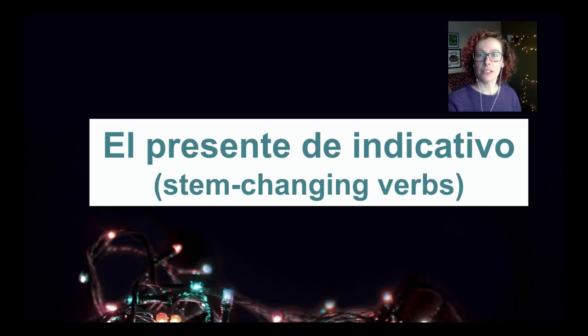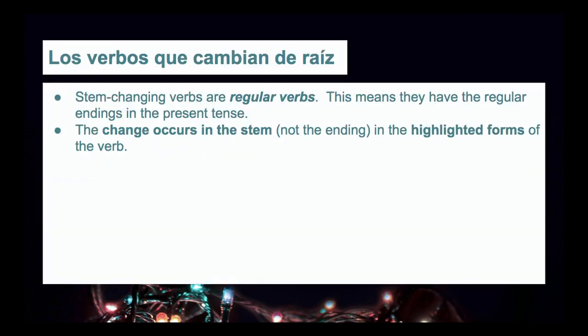This video will cover the conjugation of stem-changing verbs in the present tense in Spanish. If you're watching this video, you should already have a good understanding of how to conjugate regular verbs in the present tense in Spanish. Stem-changing verbs still use the regular AR, ER, and IR endings. The difference, however, is that these verbs have what is called a stem change in some forms. This means there will be a spelling change in the stem, not the ending, of the verb.